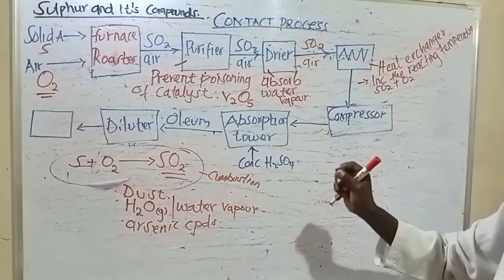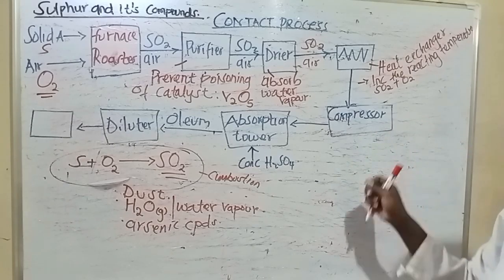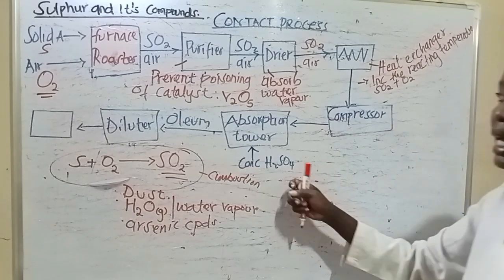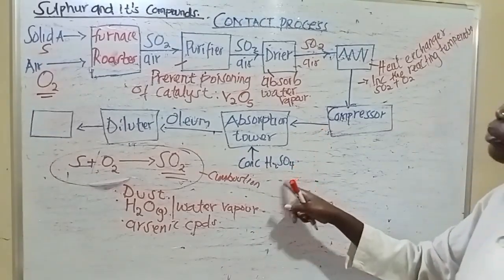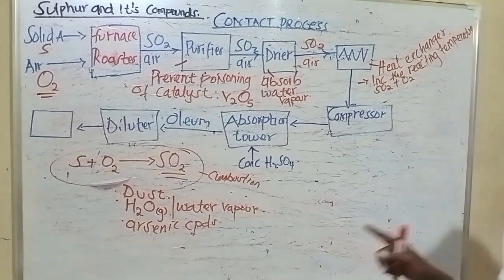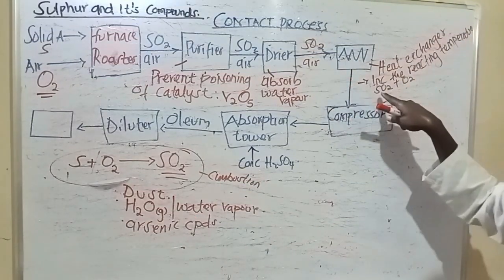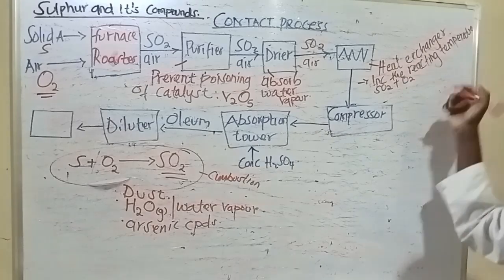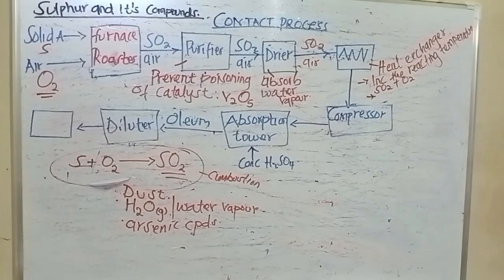From the sulfur 6 oxide that we are going to form, we are going to react it with sulphuric 6 acid, and then we are going to react the product that we would have formed, which is oleum, with water for us to form what? Our sulphuric 6 acid. So that is why we're increasing the temperature for the reacting gases, which is sulfur oxide and oxygen.